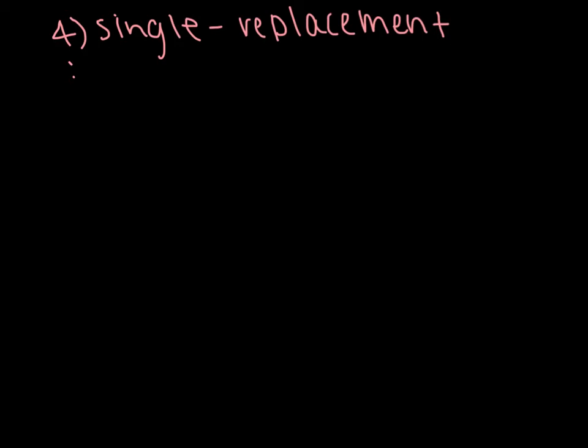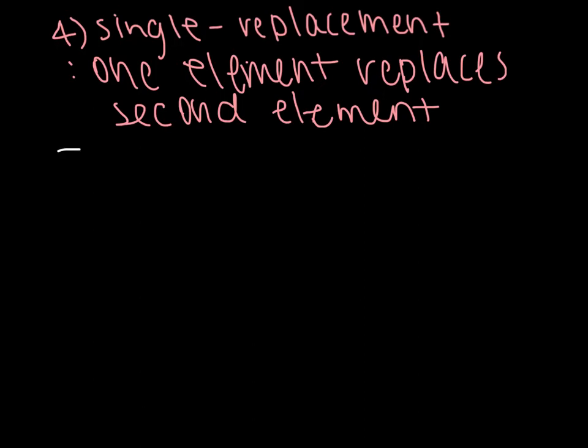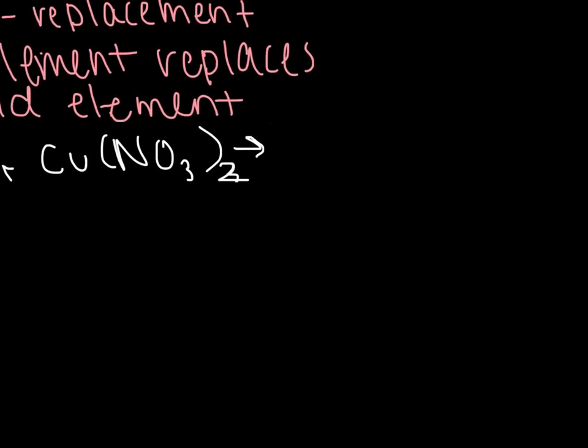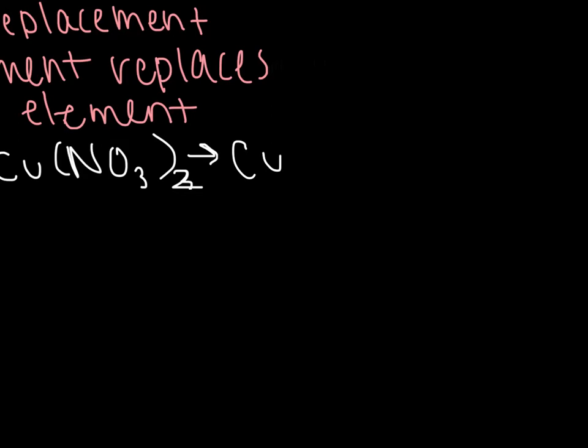The fourth type of chemical reaction is single replacement. In single replacement, one element replaces a second element. An example of this would be when Zn plus CuNO3 combines to form Cu plus ZnNO3.